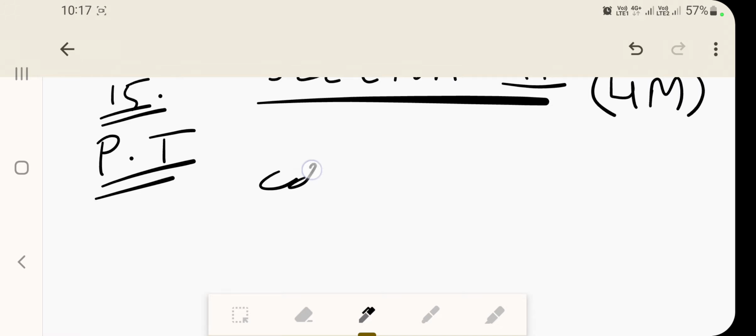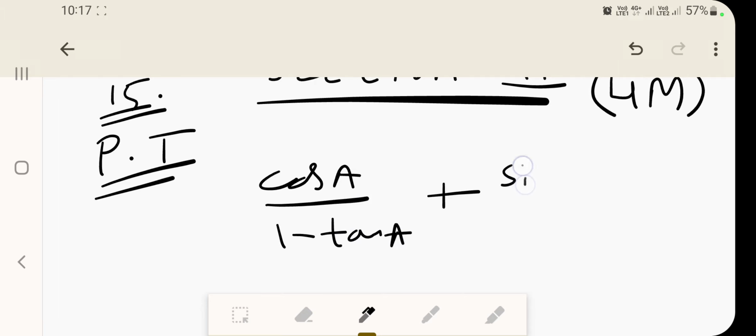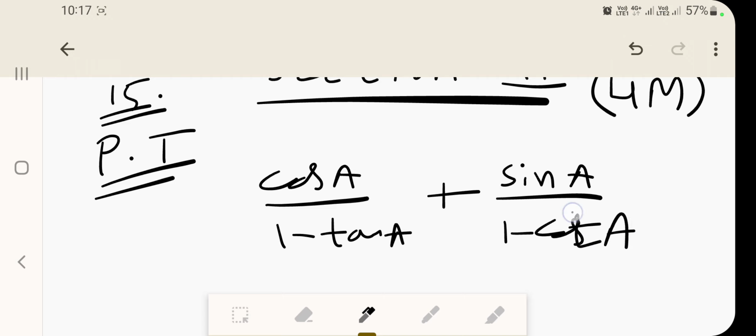So the question they have asked is: prove that cos A divided by 1 minus tan A plus sin A divided by 1 minus cot A is equal to sin A plus cos A. So on the right hand side we have sin A plus cos A, and on the left hand side we have cos A by 1 minus tan A and sin A by 1 minus cot A.